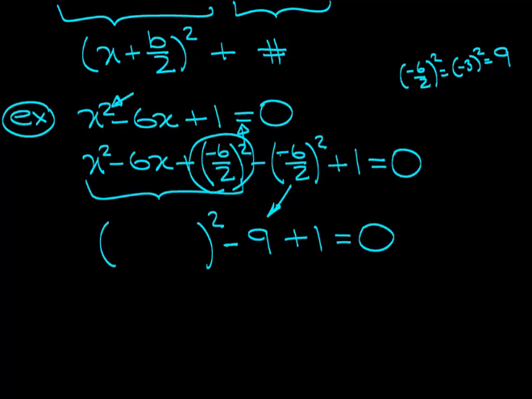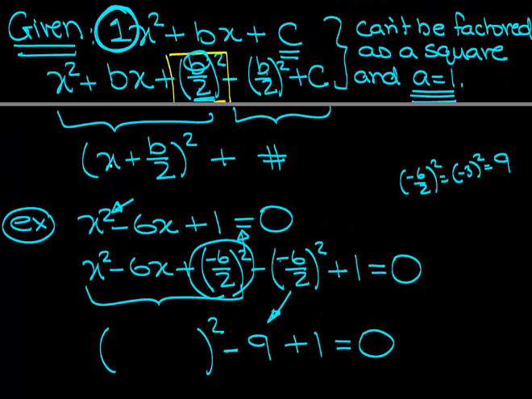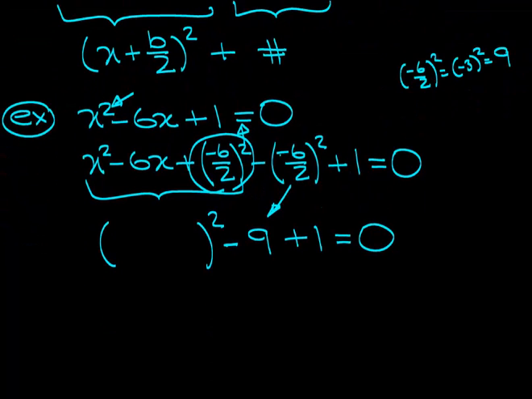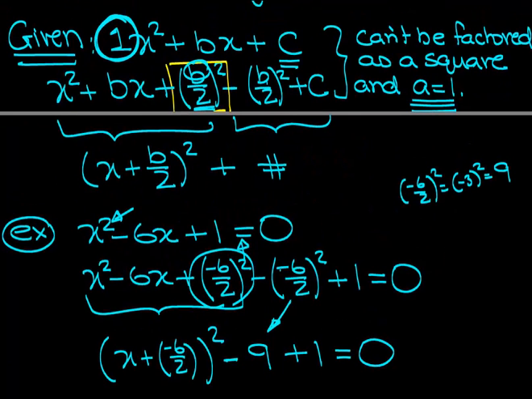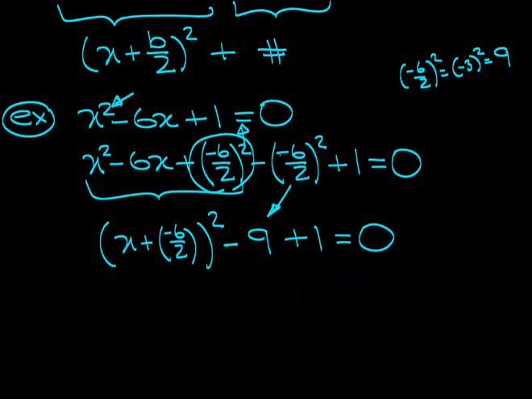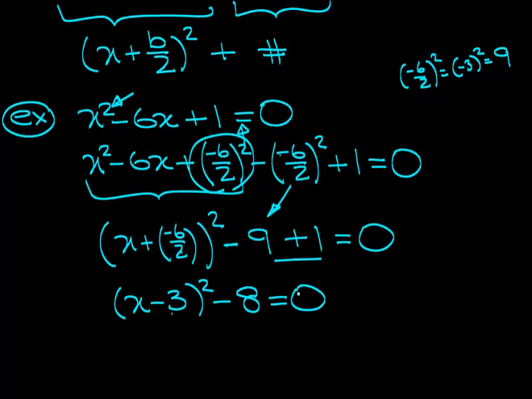I'm just calculating this. How about this here? This can be written as what? According to this, it is x plus b over 2. That's it, not the square anymore. We just write b over 2. Just pay attention to that. There's no square here. There's a square here, but not here. So this can be written as x minus 3 squared, because negative 6 divided by 2 is negative 3. And then these can be added to negative 8 is equal to 0.